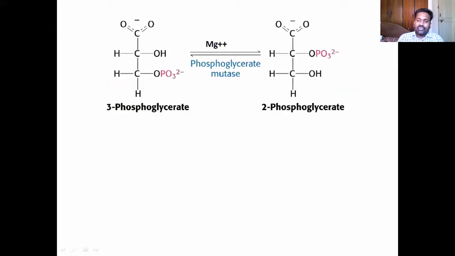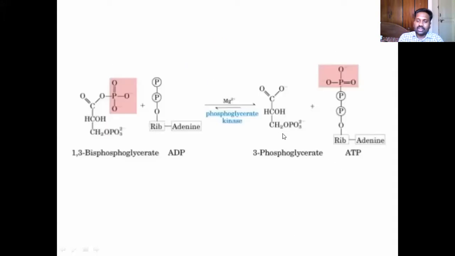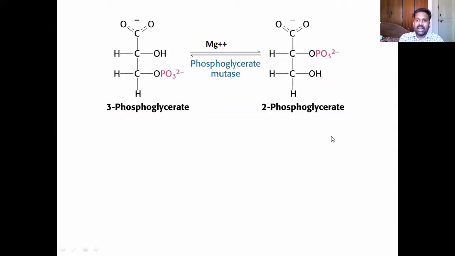And 3-phosphoglycerate, which is the product of the previous step, gets isomerized to 2-phosphoglycerate. It is only the shifting of the phosphate group, a simple rearrangement from the third position to the second position. The enzyme involved in this is phosphoglycerate mutase, a class of isomerases specific to the shift of phosphate groups inside the molecule. Intramolecular phosphate shifts, the mutases are going to take care of it.